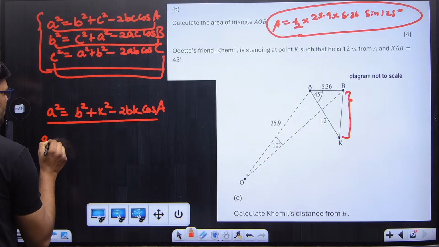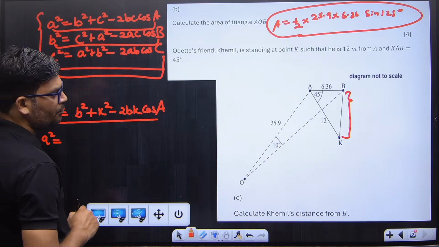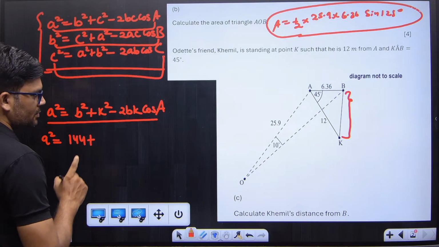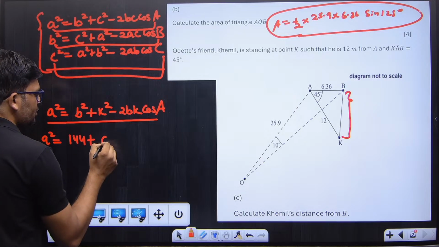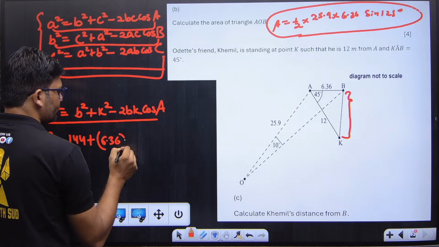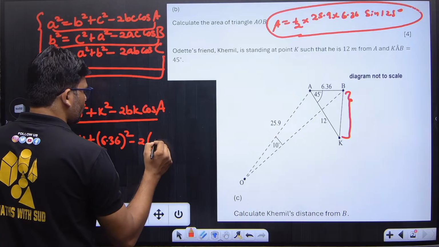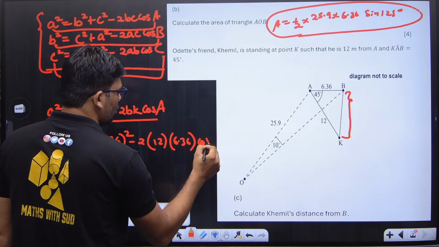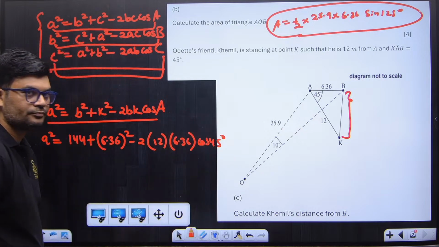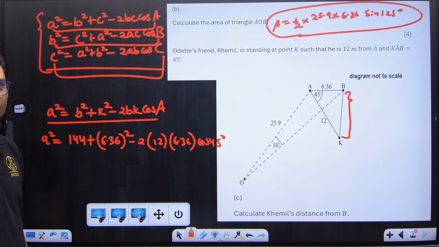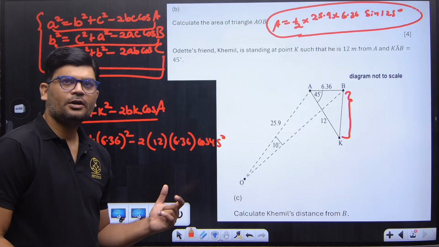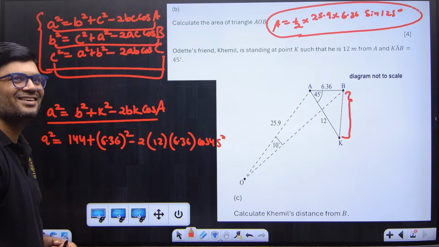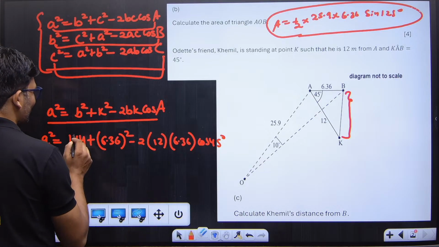So I will write A square is equal to, so B square is how much? 144. I can write 144 plus K square is going to be 6.36 whole square minus 2 into 12 into 6.36 cos of 45 degree. So where is 144 coming from? What is coming from what? 144. 12 square, beta. Oh, okay. My bad. I jumped one step.